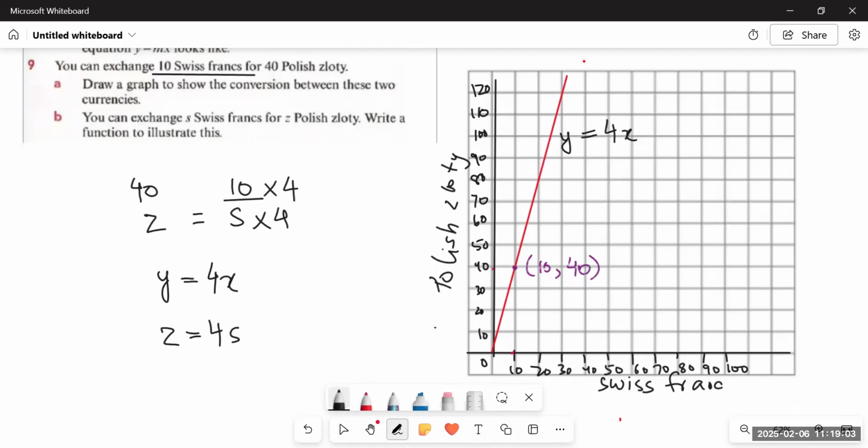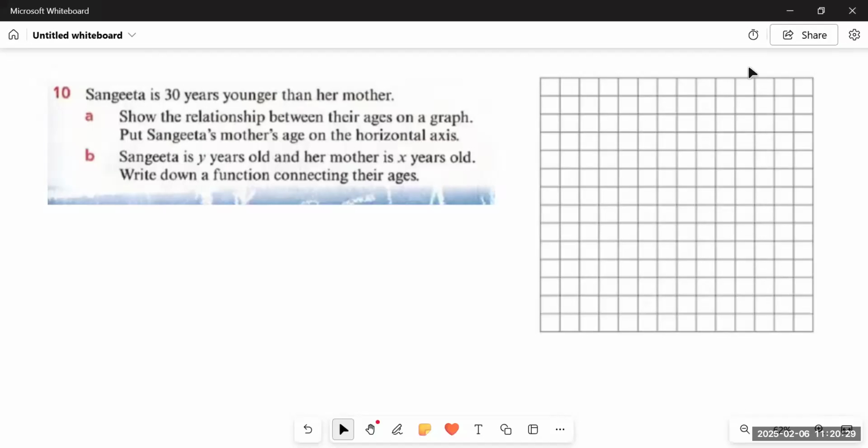You see? For every 10 Swiss francs, we are getting 40. And you can see that at 20, it is coinciding at 80, and at 30 it is coinciding at 120, and the same goes on. So it means there is a difference of 4x. This is how we have to draw this graph. Let's move to the next question.